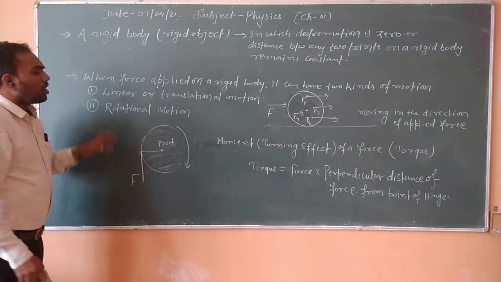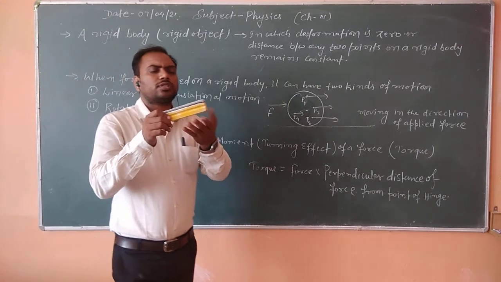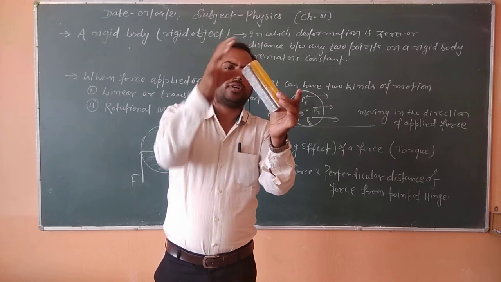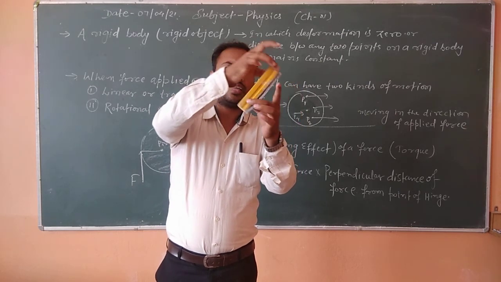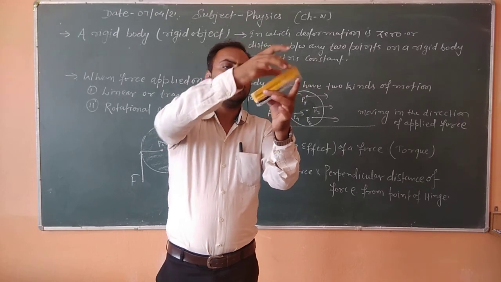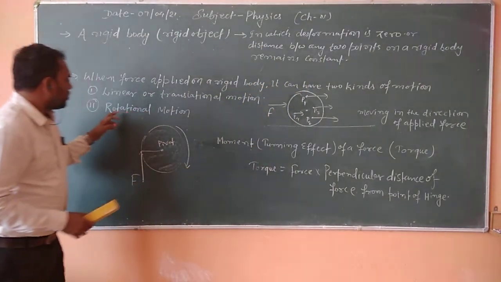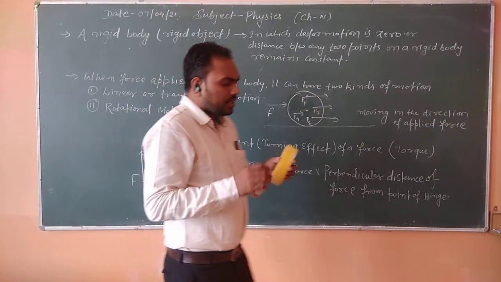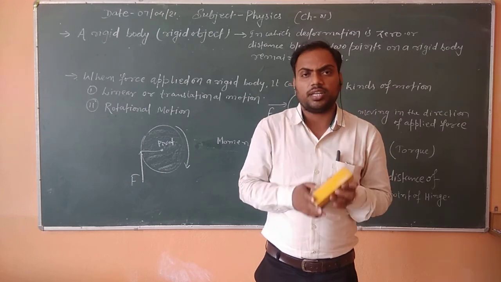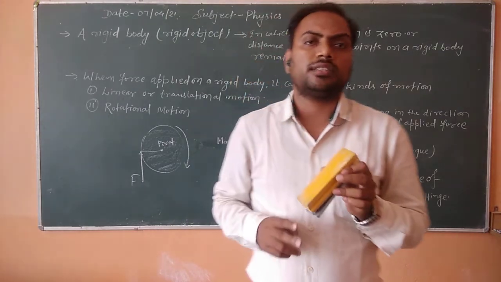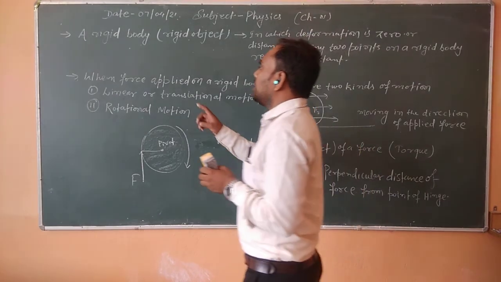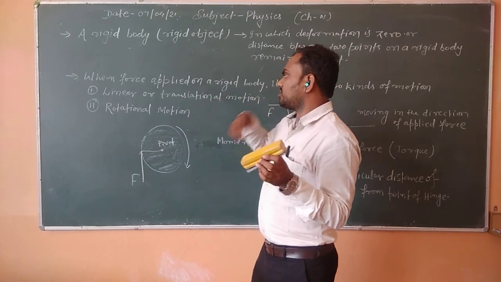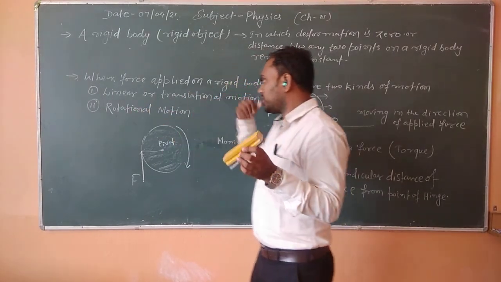Translational motion. If we apply some force somewhere like this, and I am applying a force and rotating this, it means it has a rotational motion. That means if we apply force on a rigid body, one of two things may happen: the body has a linear or translational motion, or it may have rotational motion.